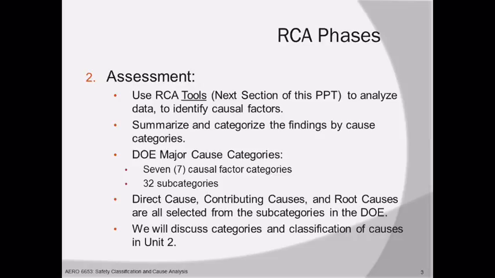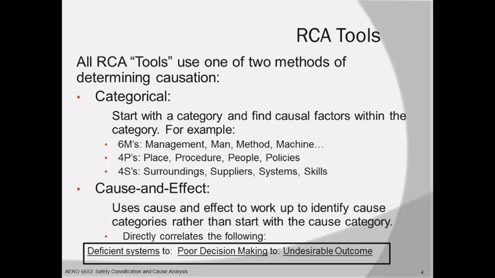Assessment of the data is where we begin to try to make sense out of the chaos. We organize and analyze the data using various classification techniques and cause analysis tools. Your Department of Energy document lists 7 major cause categories and 32 subcategories that they say all direct and all contributing and all root causes will apply to one of those 7 causal factor categories and one of those 32 subcategories. Remember that your Latino text specifies that there are 2 different types of RCA tools. There are categorical and cause and effect.